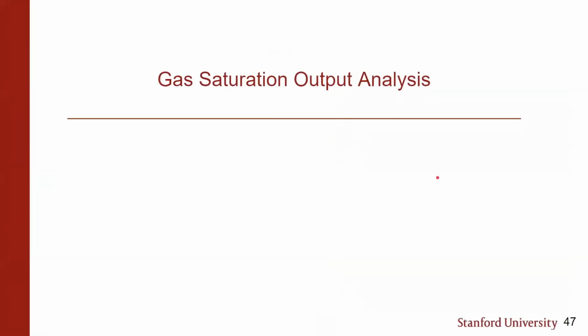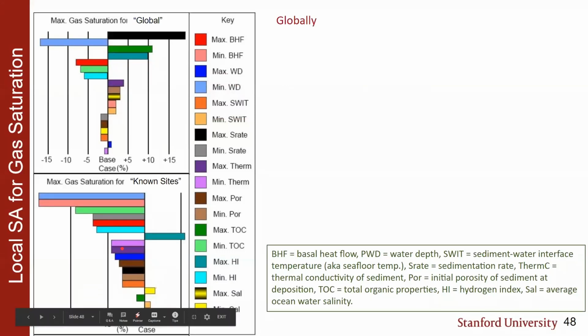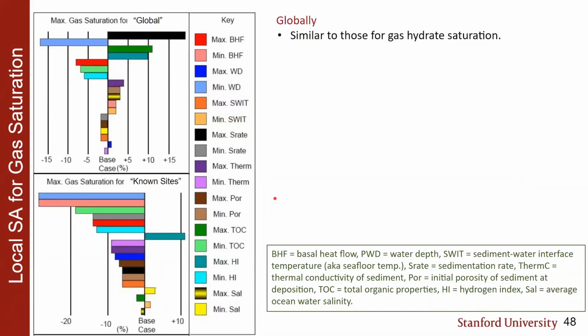This is the last output we'll be looking at, which is gas saturations. Gas saturations, which exist beneath the gas hydrate accumulations. You can see the two tornado plots for the local sensitivity analysis here. And I'd like to point out that for the known sites, it's still that type of tornado plot where most cases reduce the saturation percentage, but some of them increase it. So we do think that the analysis was actually performed correctly.